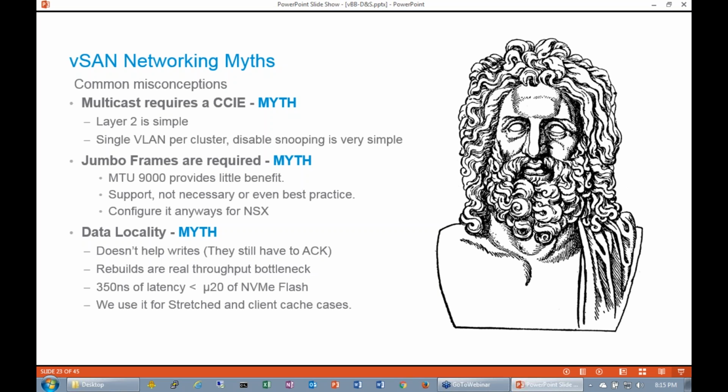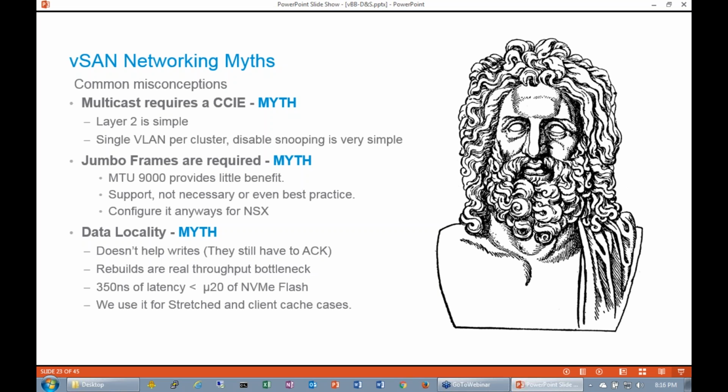If you want jumbo frames, and you're comfortable with jumbo frames, and you think you can get a little bit more performance out of it, absolutely, feel free to. But there is no requirement whatsoever for vSAN to have jumbo frames. None. Now, it does say here, configure it anyways for NSX. If you're using the same switches, let's say the same vDS that you're also using for NSX, and we're not doing vSAN transport with NSX just yet, you'll probably use jumbo frames on the NSX side.